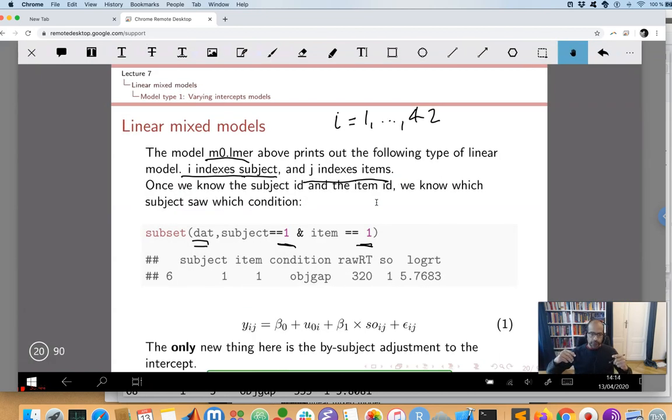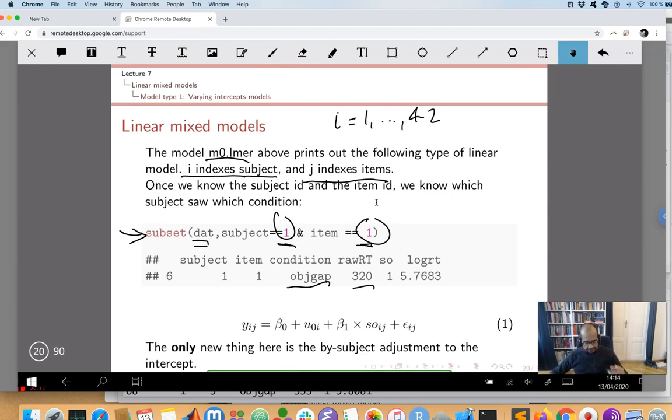And that is why it is true when I say that if I know the subject ID and the item ID, I can uniquely identify a row in the data frame. And to prove to you that that's true, I've done that now. For subject 1 and item 1, I subsetted the data. So I have data from subject 1, item 1, and lo and behold, I get exactly one row from the data frame that represents that subject's exposure to that item. Okay, it happens to be an object relative, and their response was 320 milliseconds.